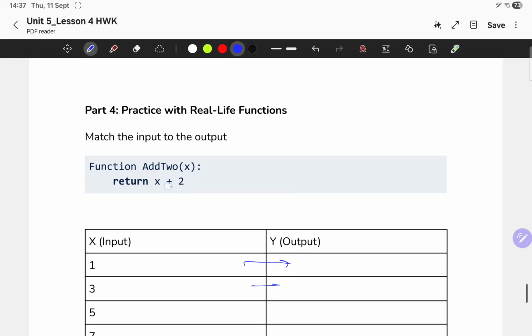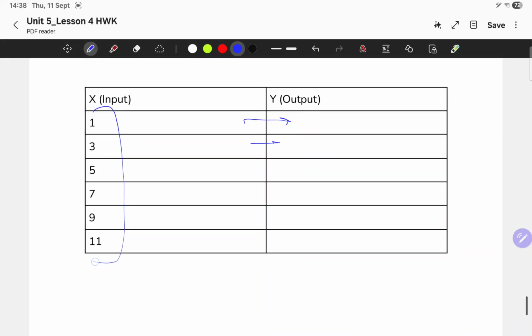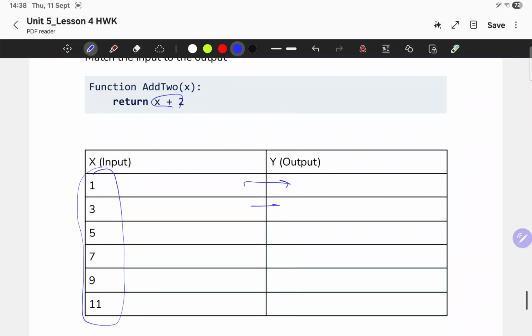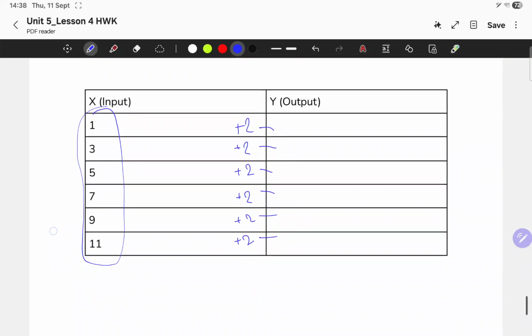So all it says is x plus 2. Well, all of these are representative, or these are actually x. So we just plus 2. All we do is we plus 2 each time, and that's how we get the y. I'm not going to do this for you because it's super easy, and I know you guys can plus 2.